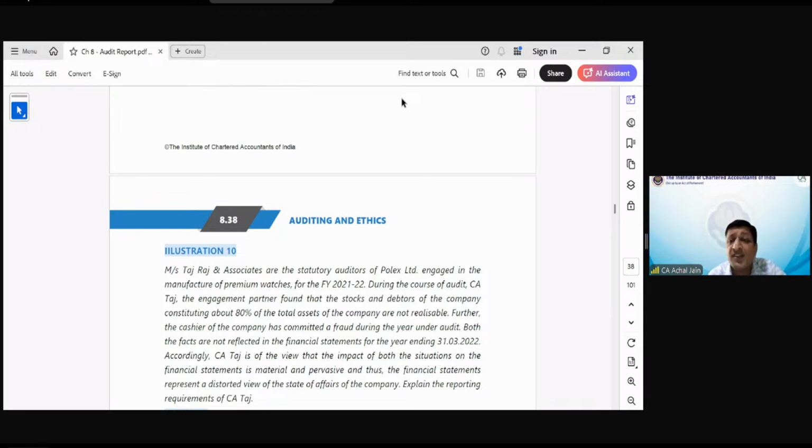Okay, so now in this case, what do you think will be the reporting implications? Over to you. In this case, what will be the reporting implications? I think Shreya has already answered this. Shreya is saying it should be an adverse opinion. What about others? I think everybody can answer this. Hopefully you are through with this.